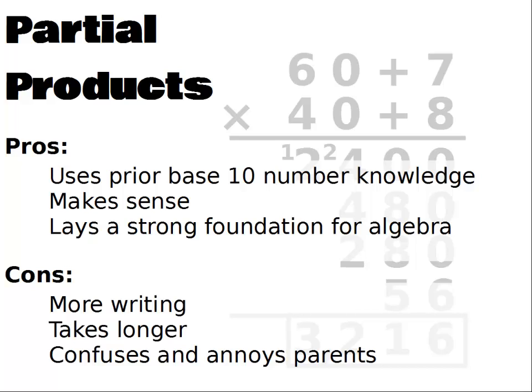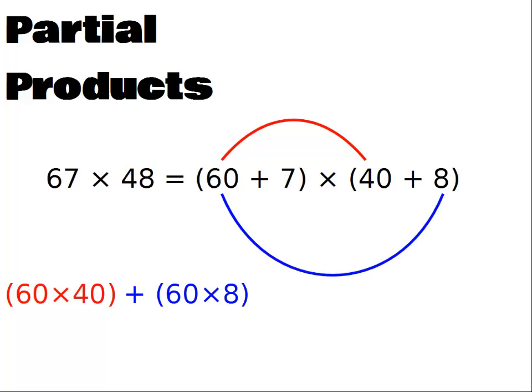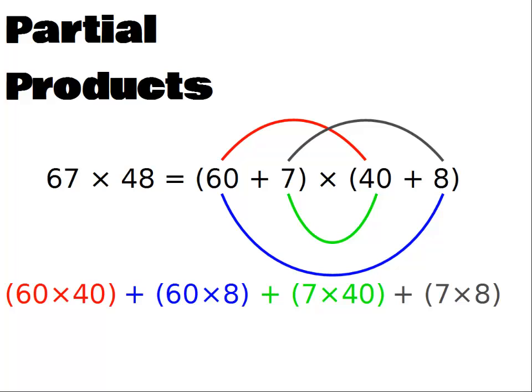Now I said I'd show you the connection between partial products and algebra. So I want you to think back to your Algebra 1 class and your favorite lesson and mine on multiplying binomials. So let's take a look at this 67 times 48. Now that's really 60 plus 7 times 40 plus 8. If I write them sideways, I put them in parentheses like this, and then let's see what I did. So I did 60 times 40, and then I added 60 times 8, then 7 times 40, and then 7 times 8. Does this look familiar to you?